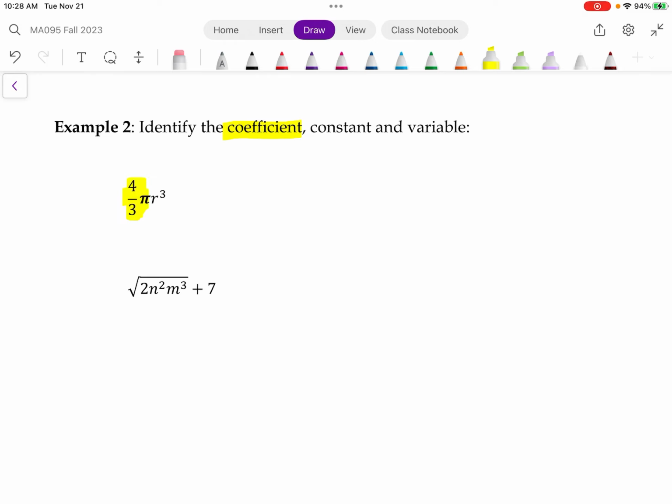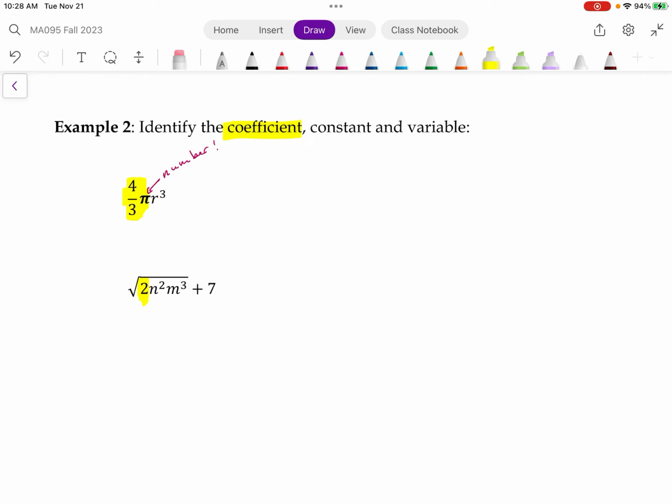The pi, you say? Well, some people say. Well, yes, because it is a number. It's not a variable. It's just a number, so it's part of the coefficient. So let's look down at the next one. The coefficient here is the 2, or the square root of 2, actually.